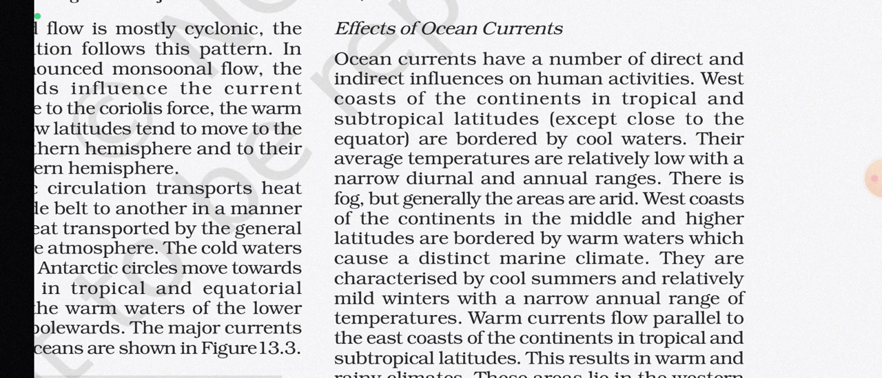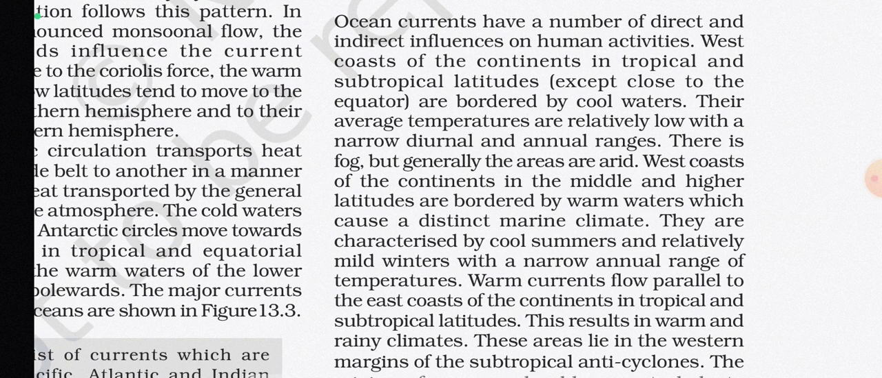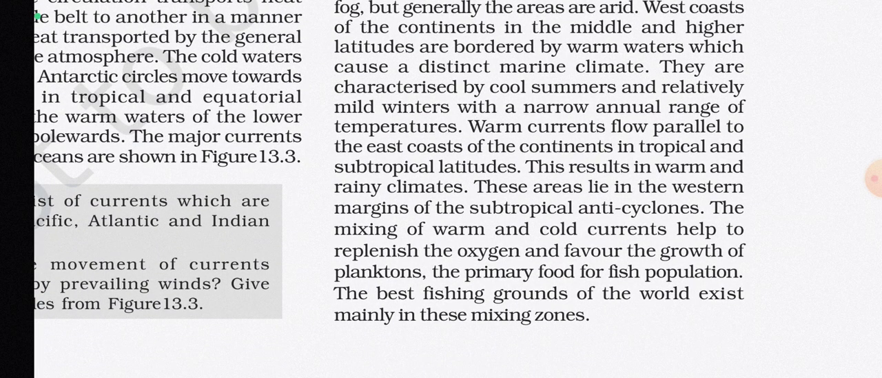West coast of the continents in the middle and higher latitudes are bordered by the warm waters, which cause a distinct marine climate. They are characterized by cool summers and relatively mild winters with a narrow annual range of temperatures. Warm currents flow parallel to the east coast of the continents in tropical and subtropical latitudes. This results in warm and rainy climates. These areas lie in the western margins of the subtropical anticyclones.